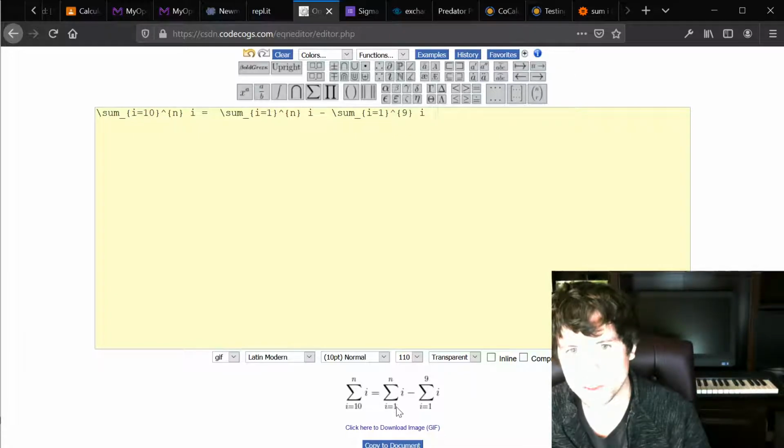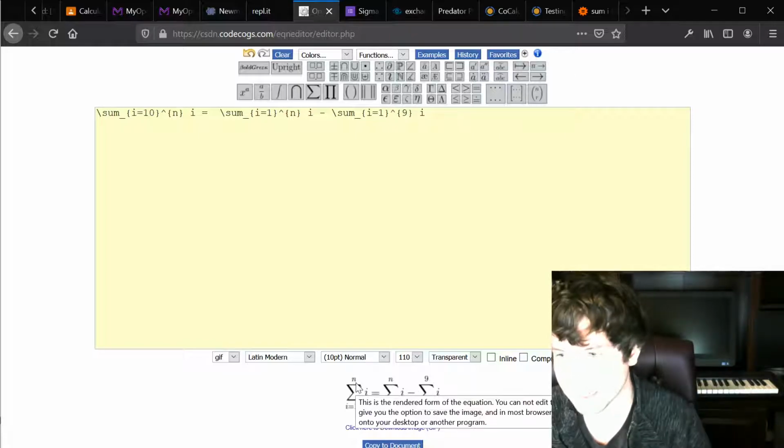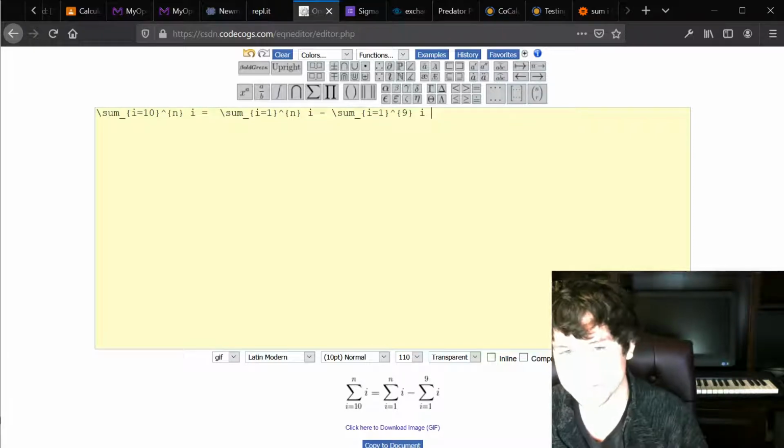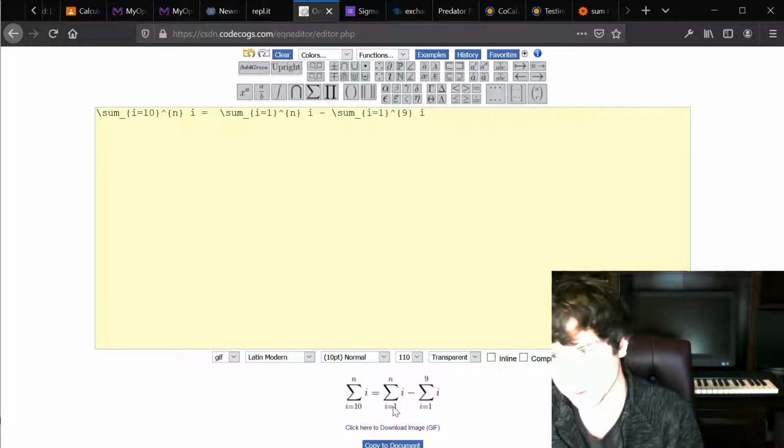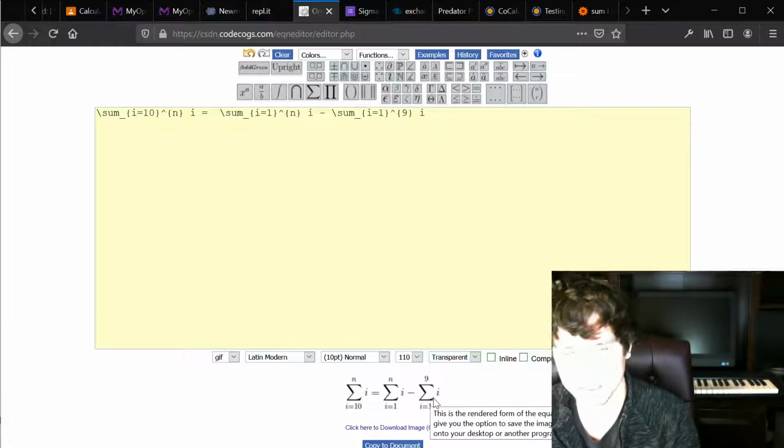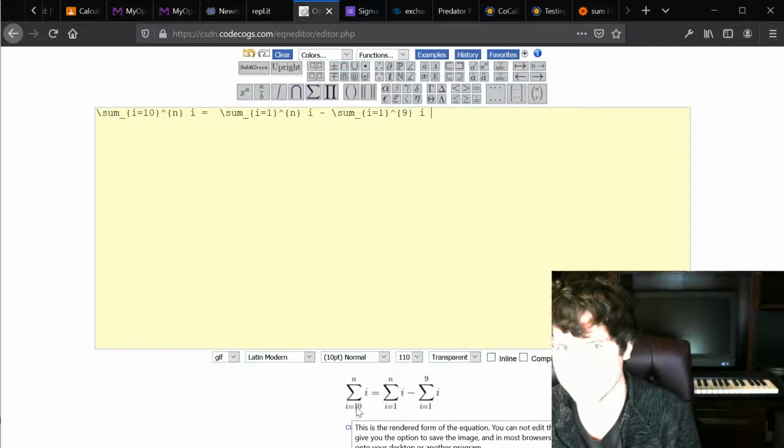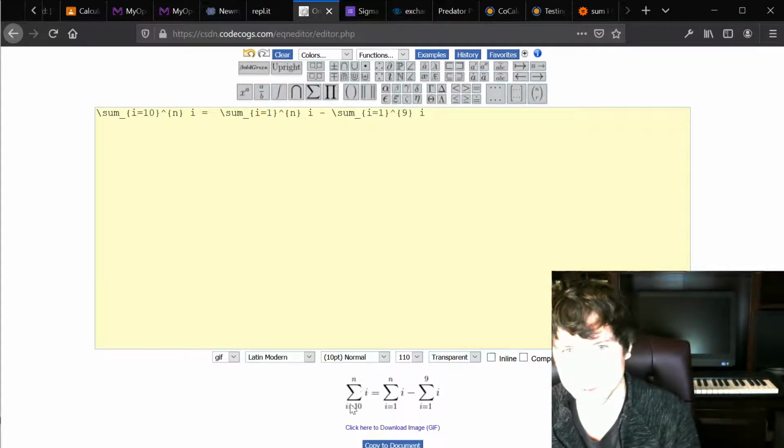So if I do the formula 1 up to n minus 1 up to 9, that'll be the same as 10 up to n. Because this one will do 1 plus 2 plus 3 plus 4 plus 5 plus 6 plus 7 plus 8 plus 9. This will do 1 plus 2 plus 3 plus 4 plus 5 plus 6 plus 7 plus 8 plus 9 plus 10 plus 11 plus 12 all the way up to n. But then I'll subtract the 1 up to 9. So I'm really only left with the 10 plus 11 plus 12 up to n, which is this.